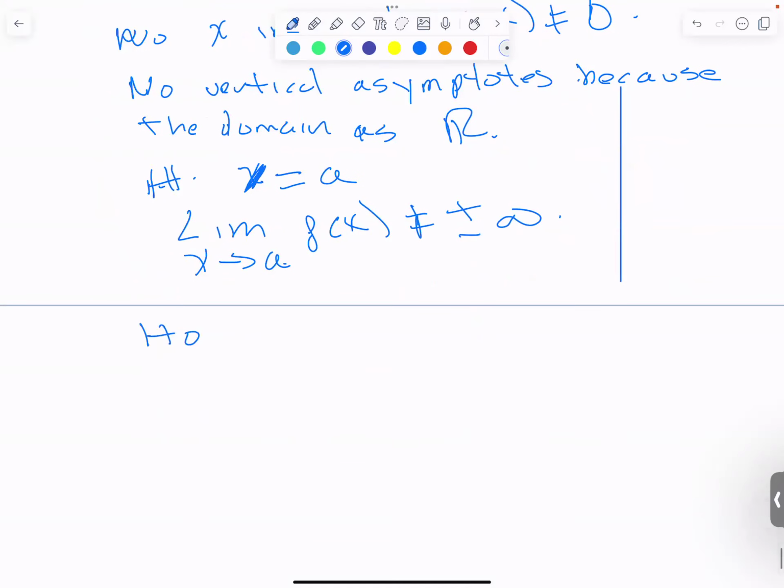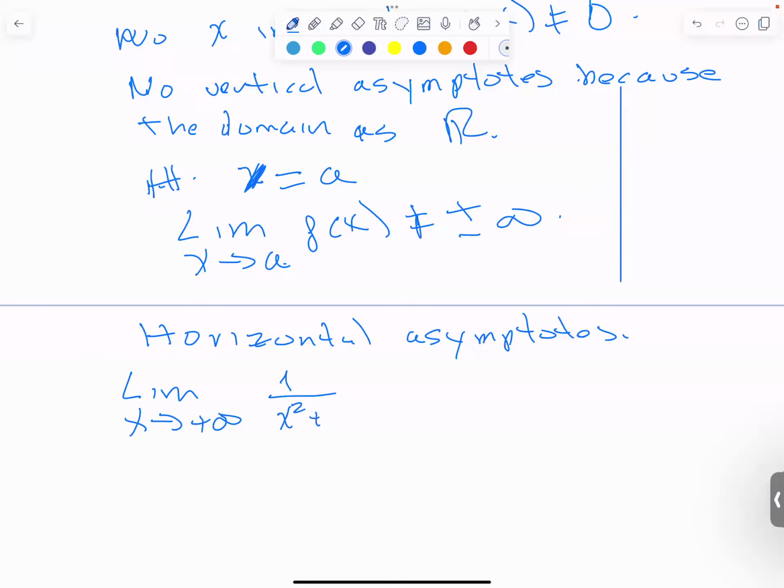Now horizontal asymptote. Let's see, when x approaches positive infinity of 1 over x squared plus 1, it is going to be 0, and above the x-axis, because this is always positive. The denominator is getting bigger and bigger. 1 over infinity is 0, above the x-axis, because this function is always positive.